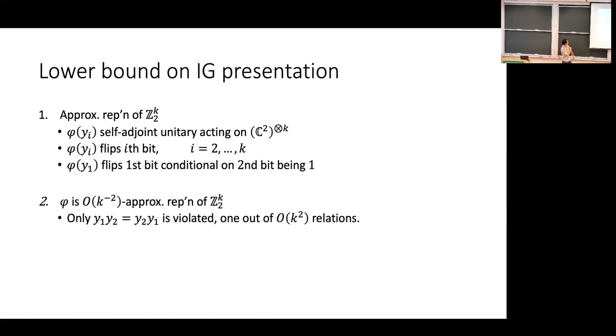Yeah, so it's an approximate representation where epsilon is 1 over k squared. Why is that? Because only one of the relations, which is the commutation relation between y1 and y2, is violated. Everything else is satisfied. And there are k squared relations. You're checking every pair of commutation relations.